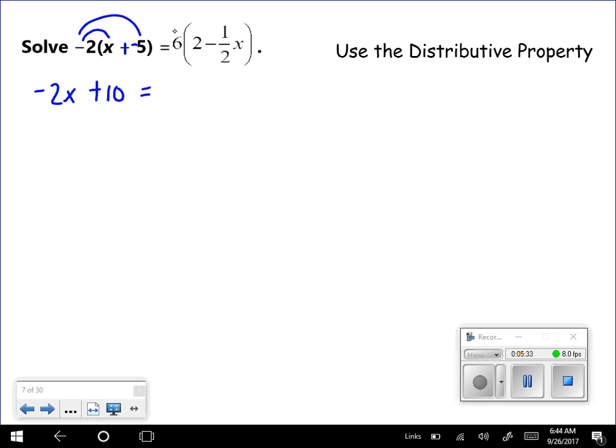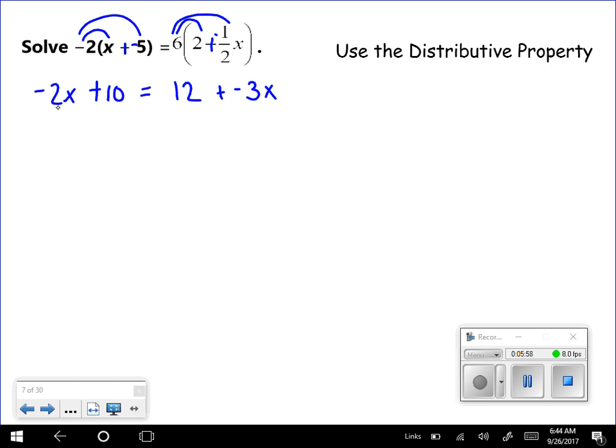And then I also need to distribute here. So 6 times 2 is 12. If we did keep, change, change, 6 times 1/2, or half of 6, would be negative 3x. Now, we're simplified. We just have to work to get our variables to one side.